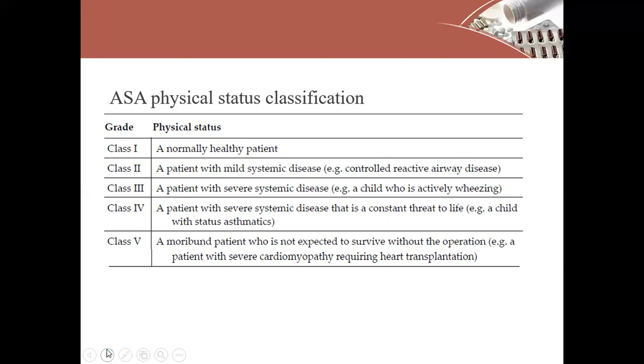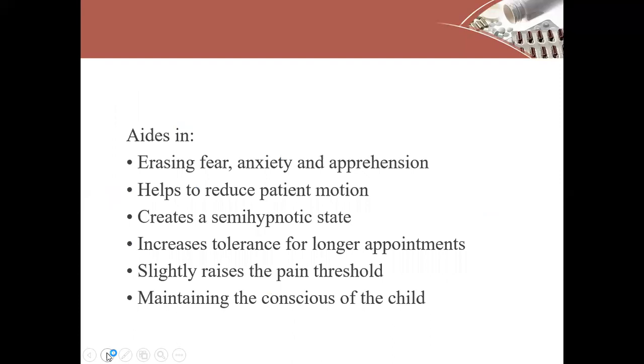And ASA 5 is a morbid patient who is not expected to survive without the operation. That means it is a high-risk category. For example, a patient with severe cardiomyopathy requiring heart transplantation. In that condition, without an operation, the patient won't be able to survive. So even with high risk, we are supposed to give them anesthesia. There will be a life threat, so we classify them under the class 5 category, ASA 5 patient.